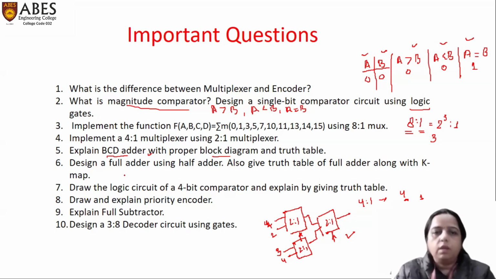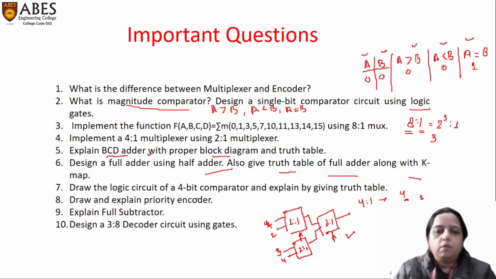Then the sixth one is design of full adder using half adder. Also give truth table of full adder along with K-map. So again, you have to design a full adder. First of all, you will have to write what is a full adder, then the truth table of the full adder. Along with it, you will have to write the K-maps, and then with the help of these logic equations, you will draw the full adder using half adder.